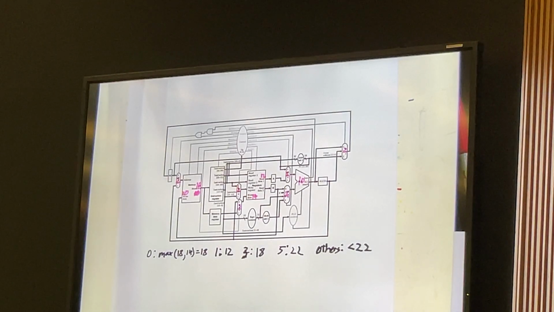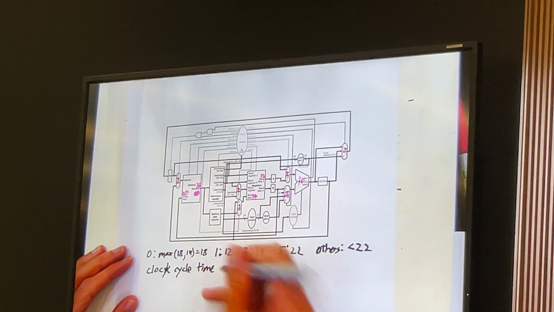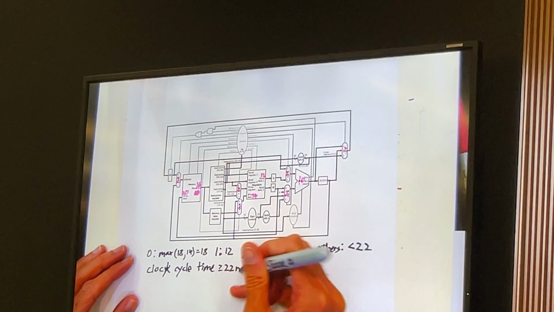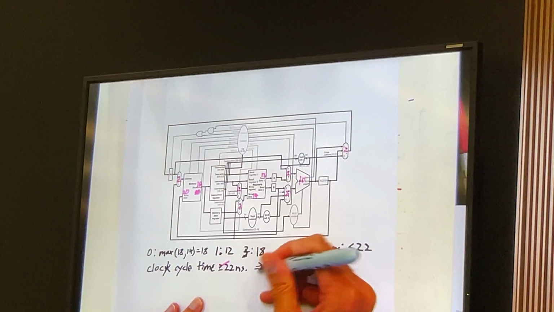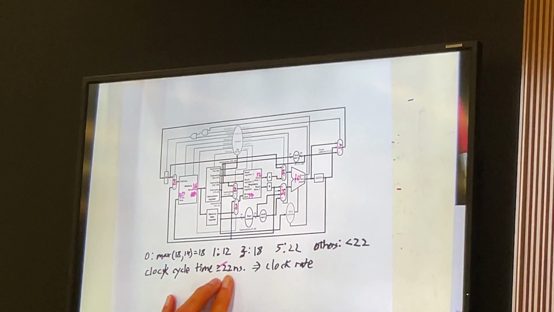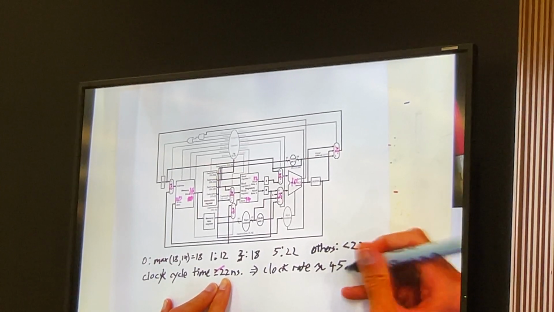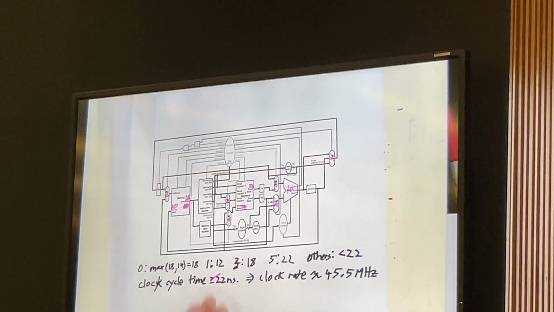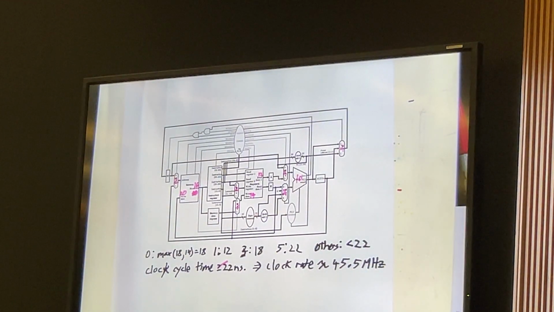So what does this mean? This means the clock cycle time is at least 22 nanoseconds. Greater than or equal to 22 nanoseconds. Let's say it's equals. So that means the clock rate, 1,000 divided by 22, would be approximately 45.5 megahertz. If somebody has a calculator, please confirm. Anybody? Okay, it doesn't matter. Let's just say the clock rate is 46 megahertz on this design with these numbers.